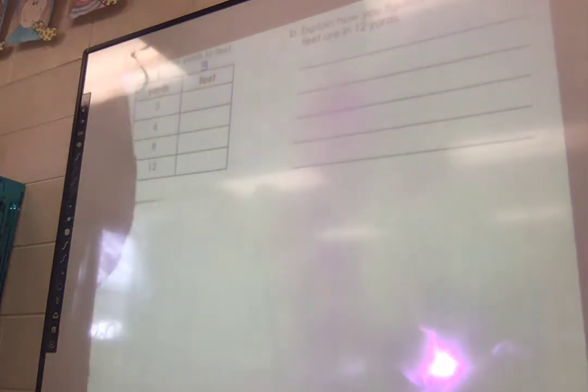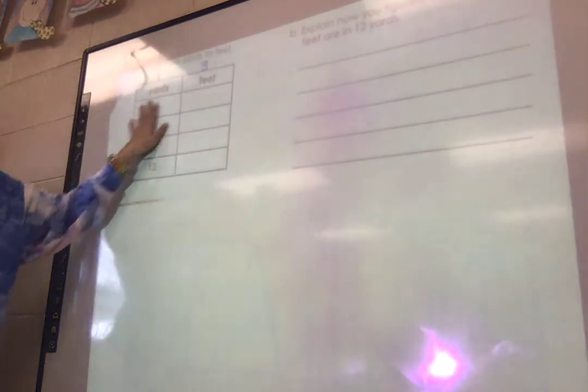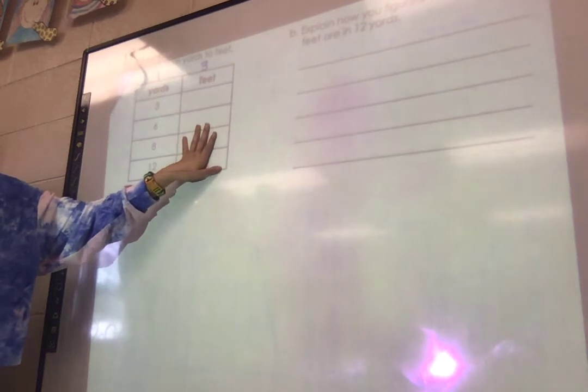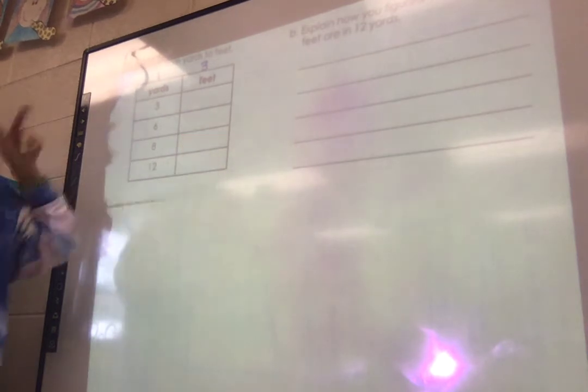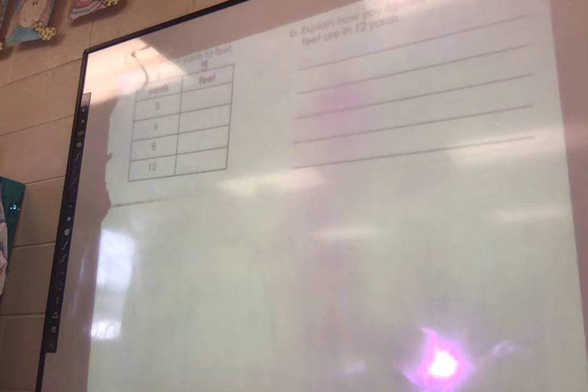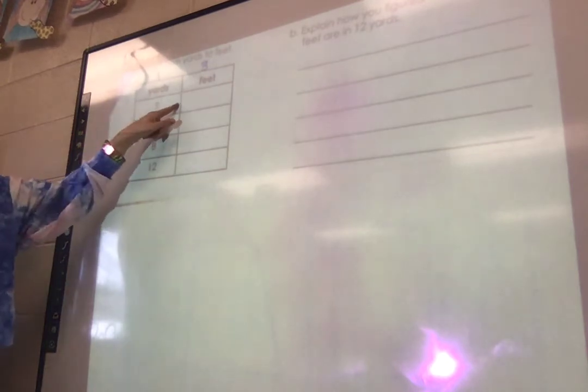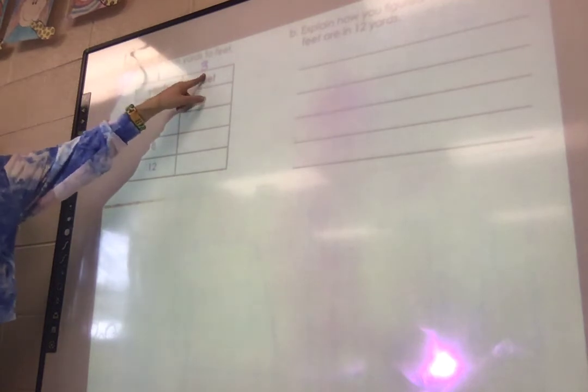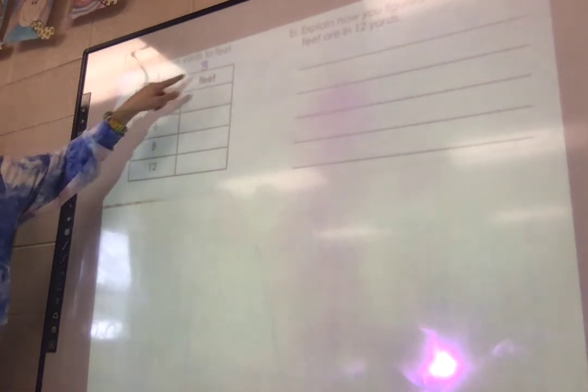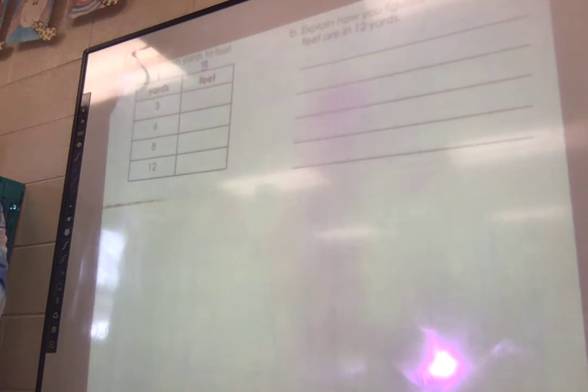What are ways that we could solve to fill out this chart? There are 2 ways. What's one way? Tristan? Multiply by 3. So you're multiplying by 3 because you know that 1 times 3 is 3. So if there were 2 yards, how many feet would be in 2 yards? Ariel? 6. So how many feet are in 3 yards? Ian? 9. How many feet are in 6 yards? 18. So you're multiplying.